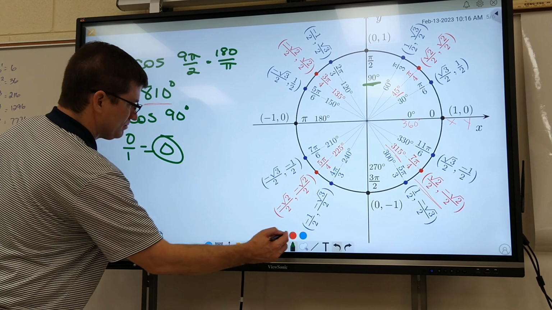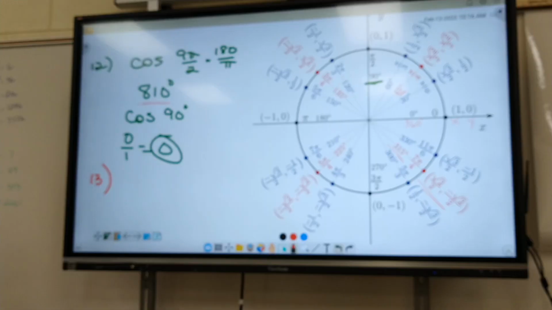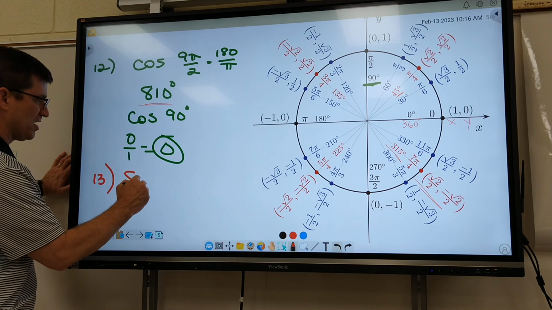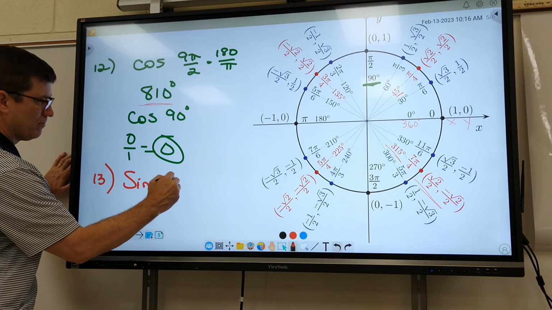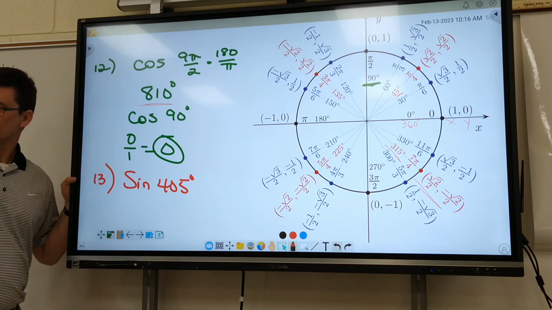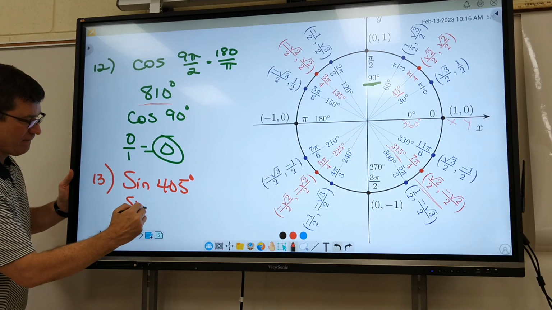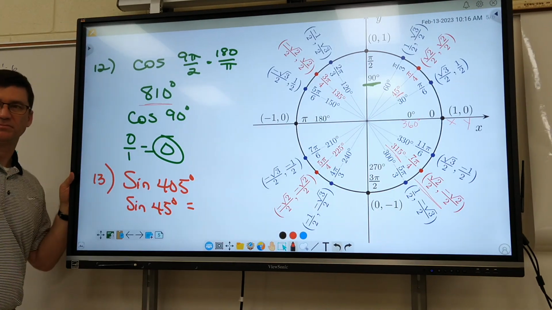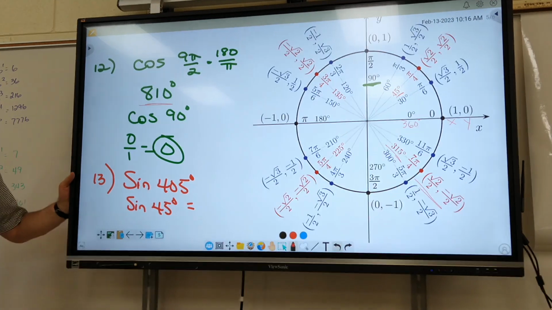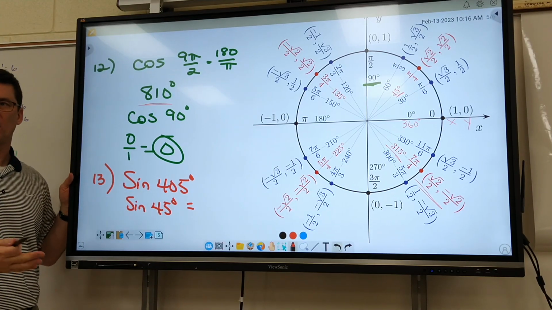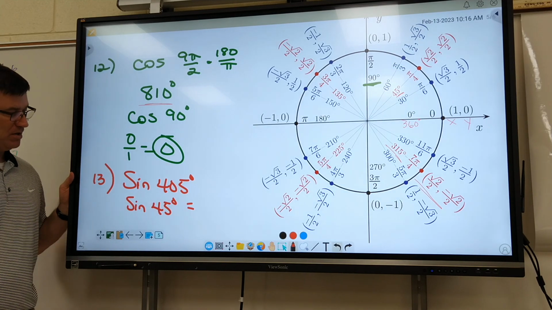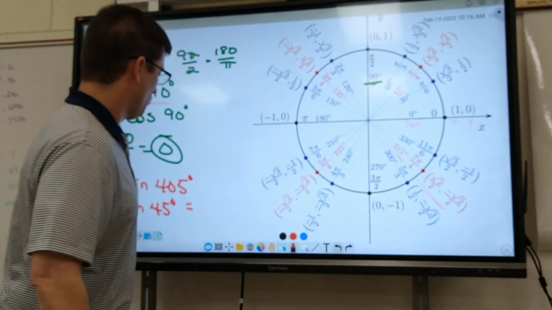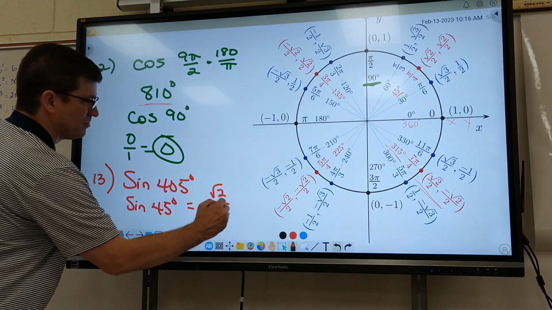All right, let's go to 13. I got another one I need to show y'all. 13, sine of 405. Jacob, what's wrong with that? It's too big. Yeah, too big. What do we do? So that's going to be what when y'all subtract? So sine of 45 is really what we're doing on that problem. So again, if the number's bigger than 360, just subtract 360 and make it a smaller number so we can find it on the circle. So sine of 45 degrees, here's 45 degrees, y over 1. Your answer is root 2 over 2.